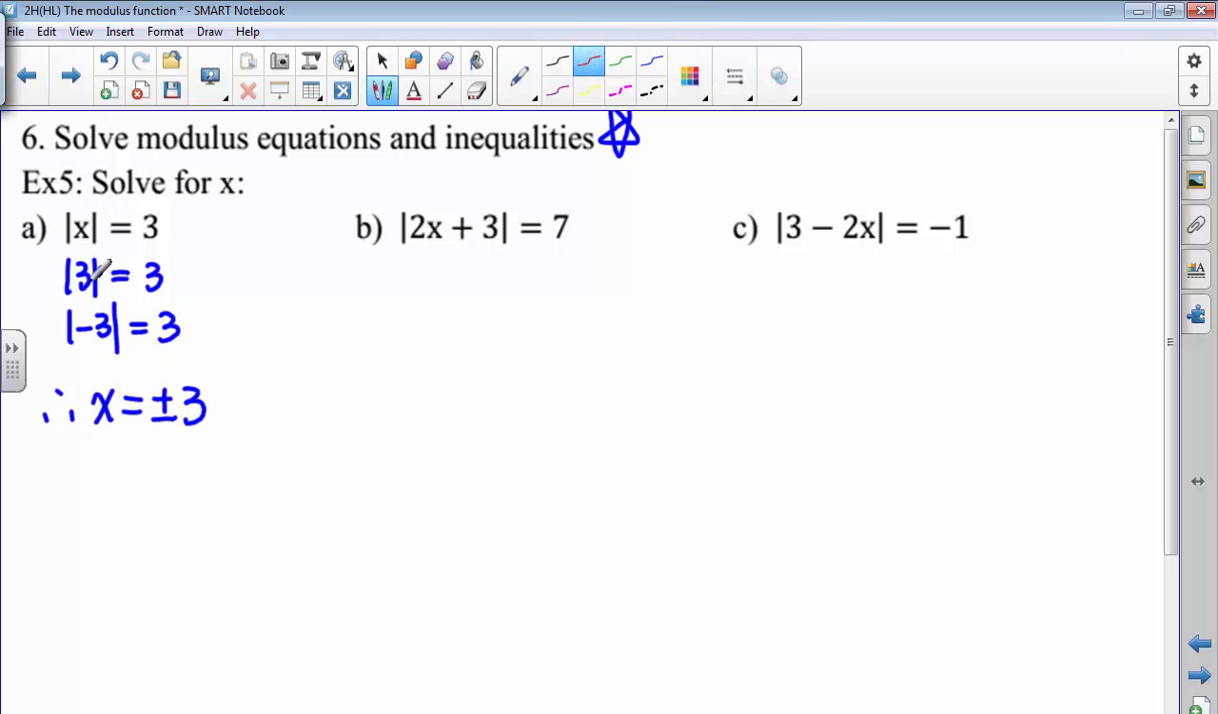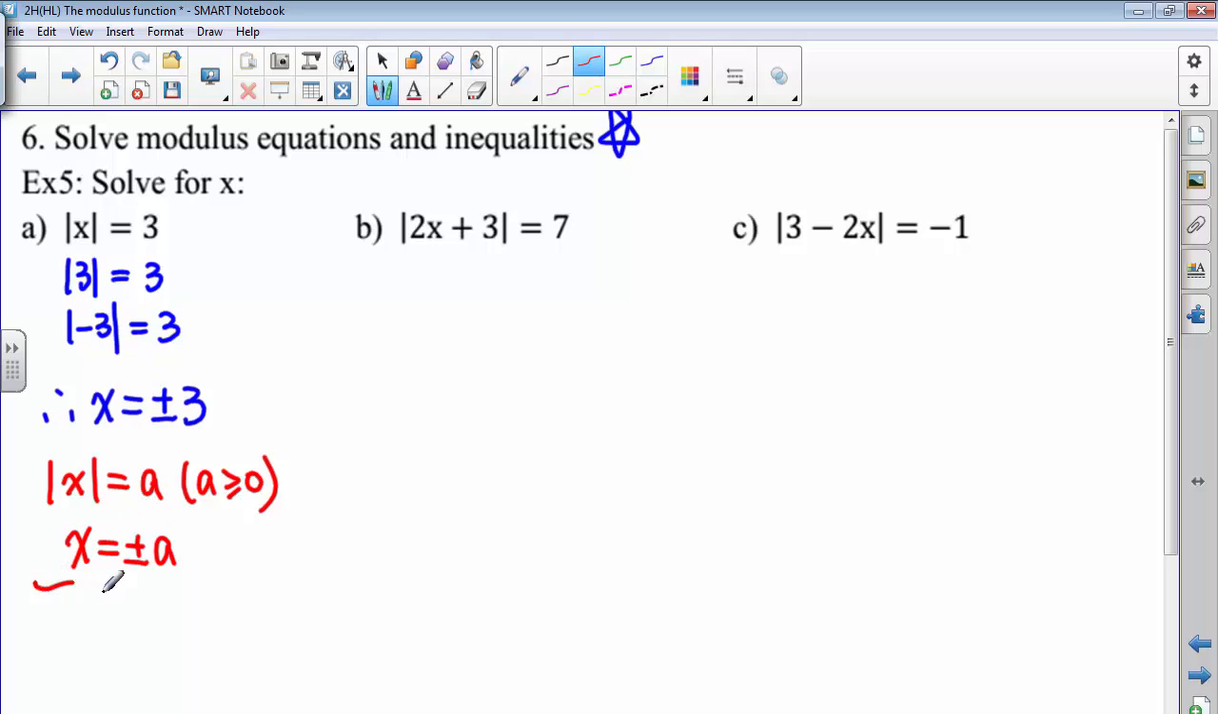So we can generalize this equation. We say the absolute value of x equals a, as long as a is a non-negative value, this x value is positive or negative a. This is also the solution for this modulus equation.